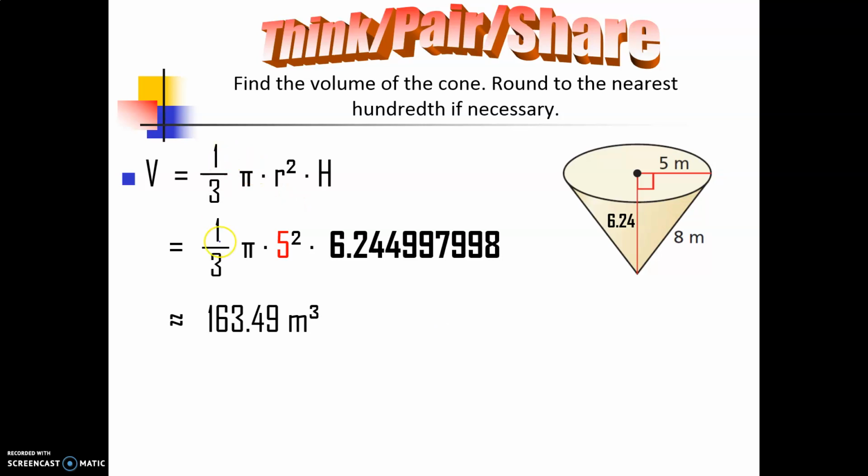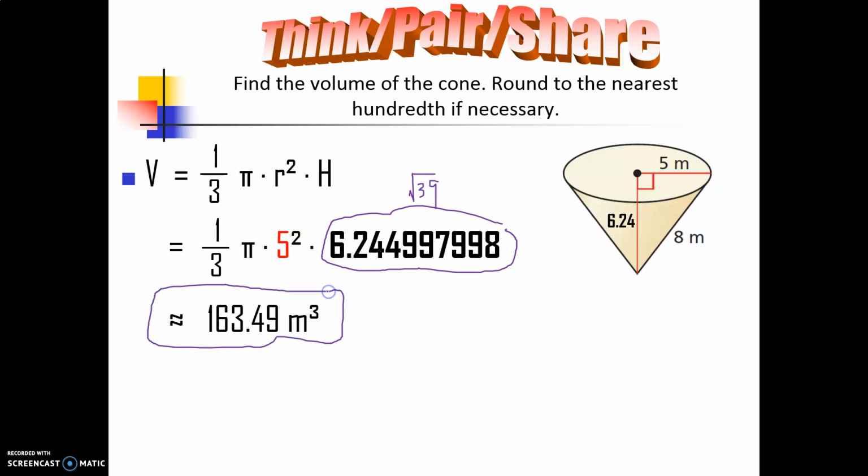All right, so 1/3 pi times r squared, which is 5, times this number here, which again is radical 39. You can use radical 39 just as well as 6.244997998. Okay, and because this value is an irrational number, it's not going to be a nice clean decimal, we're not even going to worry about getting the exact value. We're just going to go straight to the approximate. And this comes out to be 163.49 cubic meters.